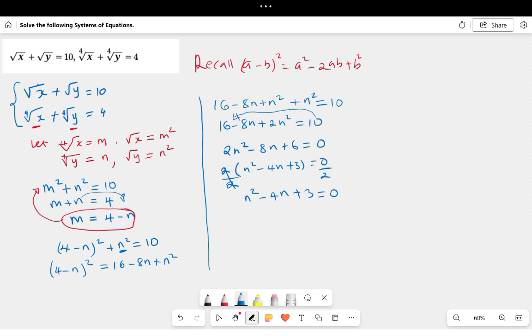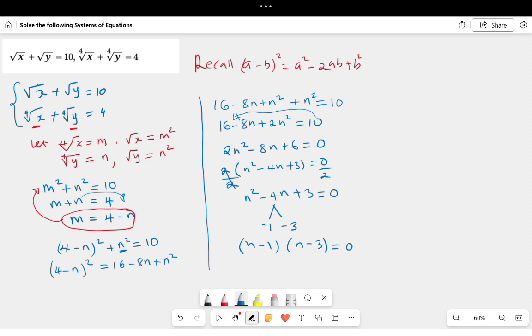Now, we are going to look for two numbers that when we add, we get negative 4, but when we multiply, we get positive 3. So the numbers are negative 1 and negative 3. And therefore, because the leading coefficient is 1, we can simply write down the quadratic equation in factorized form as (n minus 1)(n minus 3) is equal to 0.